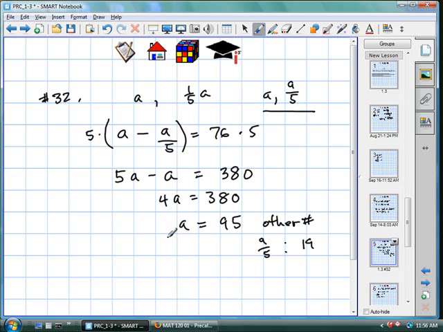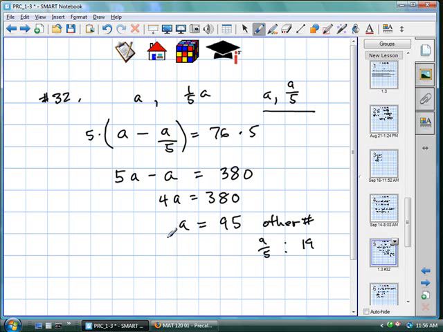Okay, now this one takes some thought. It says one positive number is 1/5 of another. The difference between the two numbers is 76. Find the numbers. So one number is 1/5 of the other. So I just said, all right, well, let's call one number A, then wouldn't the other one be 1/5 A?